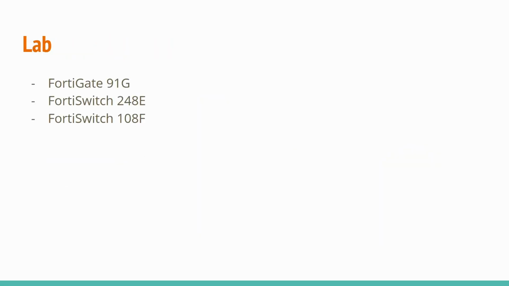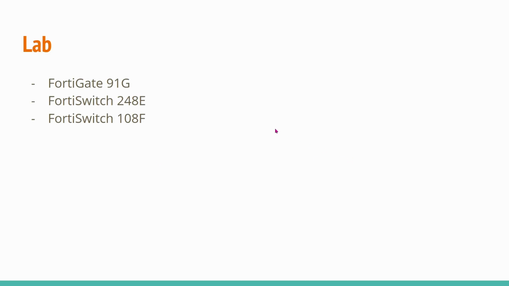For the lab environment, we're going to be using a pair of 91G FortiGates for our HA pair. For our LAN side MCLAG, we're going to have two 248E switches. And as my internet breakout switch, I'm going to use a 108F. You do not need to use a FortiSwitch for this part, right? This can really be any switch, or you can use two ports on your ISP handoff if you have that as an option. This is just the way I'm going to do it, so I figured I would put it in here.